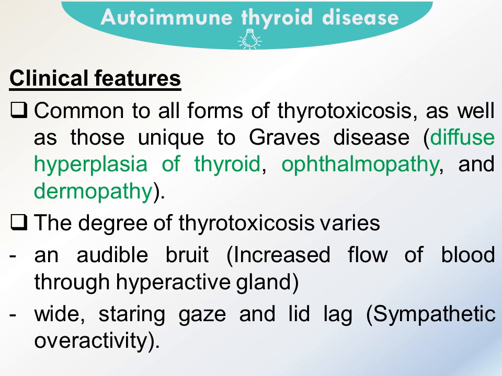Clinical manifestations of Graves' disease include those common to all forms of thyrotoxicosis, as well as those associated uniquely with Graves' disease, which include the diffuse hyperplasia of the thyroid, ophthalmopathy, and dermopathy. The degree of thyrotoxicosis varies from case to case. Increased flow of blood through the hyperactive gland often produces an audible bruit. Sympathetic overactivity produces a characteristic wide staring gaze and lid lag.